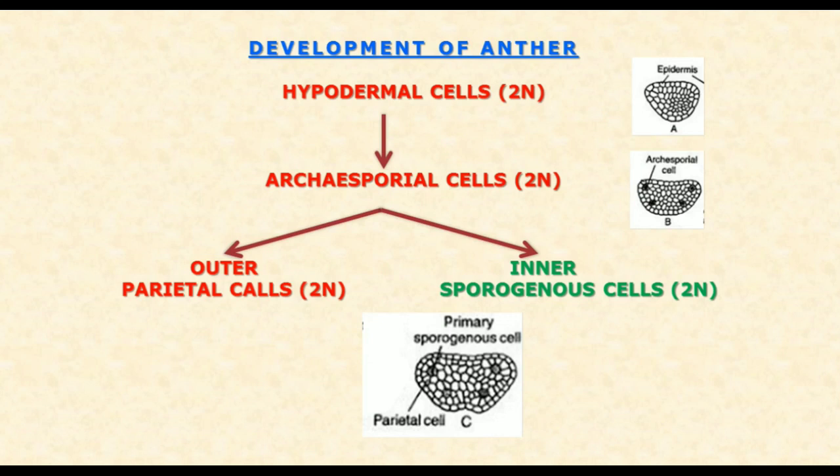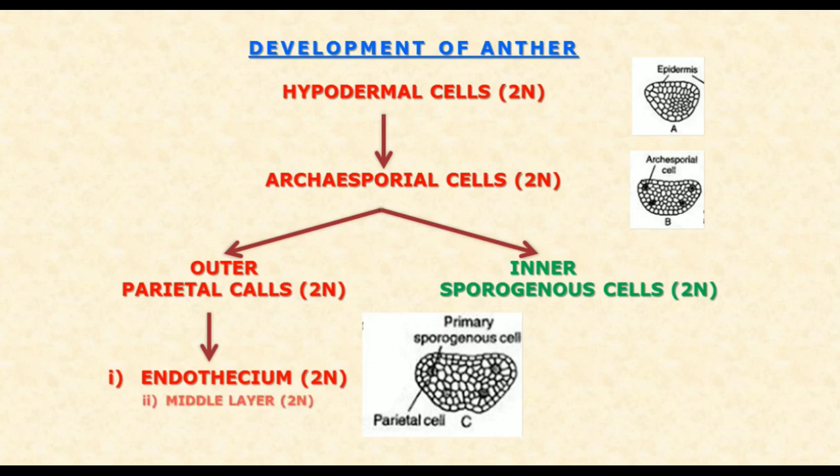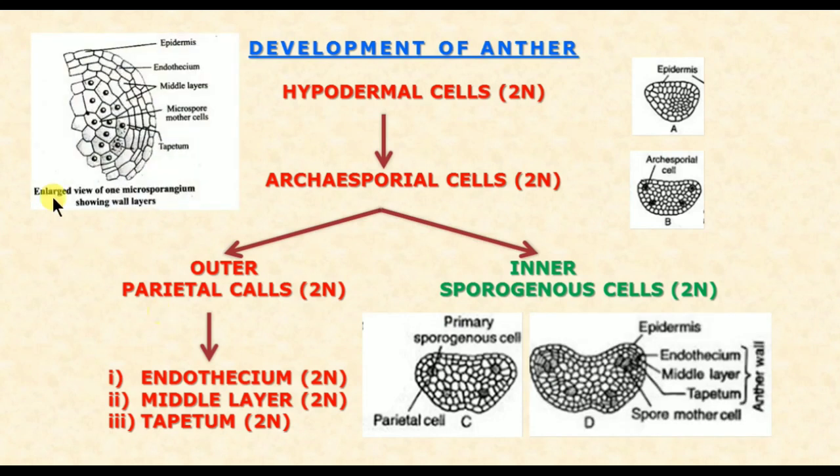These parietal cells again divide mitotically to form the diploid endothecium, middle layer and tapetum. Here you can see the different layers of this microsporangium. This outer one is epidermis, then the second one is endothecium. There are 2 or 3 layers which are middle layers, and the innermost layer is called tapetum, and in the center there are some microspore mother cells present.